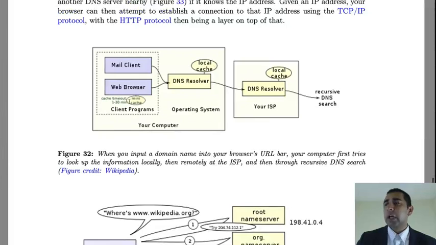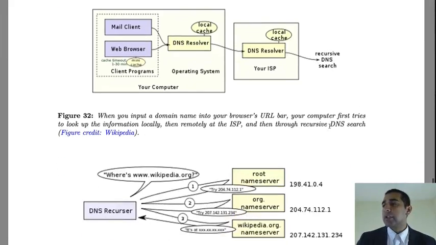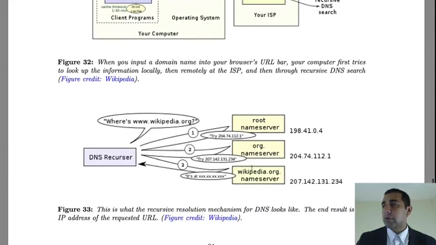In general, DNS is very aggressively cached. First, your web browser looks locally, then it looks to your operating system, then it looks to your ISP, your internet service provider, like Comcast, for example, if you're in the US. And then if it can't find it in any of these places, it pushes the request out and does a recursive DNS search. And this is what that recursive search looks like.